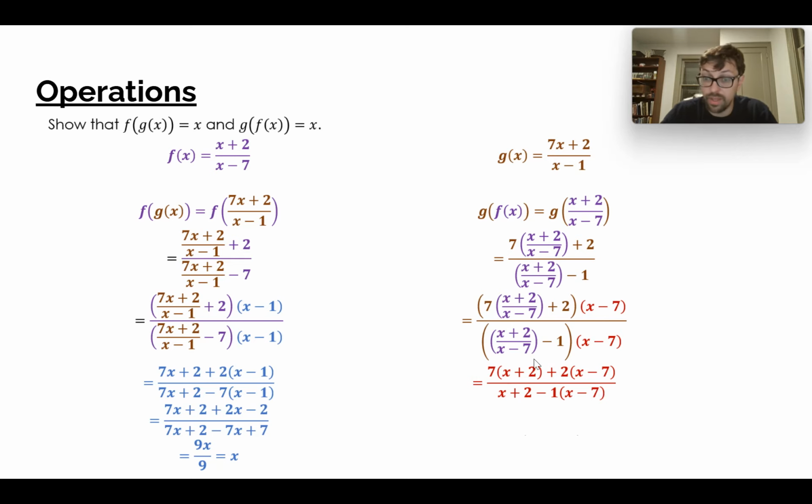Now I'm actually going to multiply all that stuff together. 7 times x, that's 7x. And 7 times 2, that's 14. 2 times x, that's 2x. And 2 times negative 7, that's negative 14. On the bottom, we've got to distribute this negative 1. So negative 1 times x, that's negative x. And negative 1 times negative 7 is 7. Now it's a matter of combining like terms. In the top, we've got 7x plus 2x, that's 9x. The 14 minus 14, that's 0, so that's gone. Negative x plus x, that's 0. And 2 plus 7 is 9. And 9x divided by 9 is x. So we got just the regular x that they told us back in the beginning that we should get.